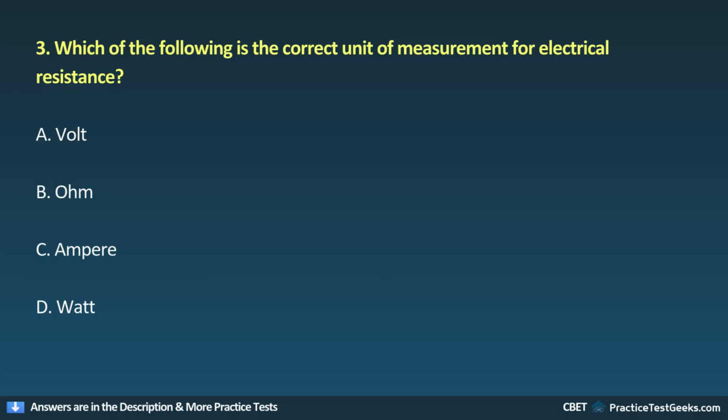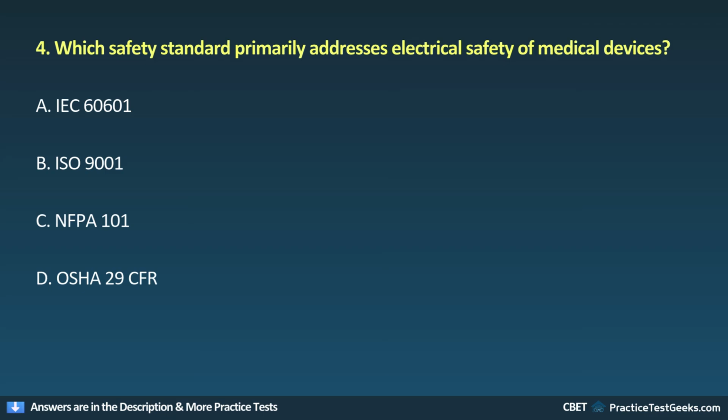3. Which of the following is the correct unit of measurement for electrical resistance? A. Volt. B. Ohm. C. Ampere. D. Watt. 4. Which safety standard primarily addresses electrical safety of medical devices? A. IEC 60601. B. ISO 9001. C. NFPA 101. D. OSHA 29 CFR.